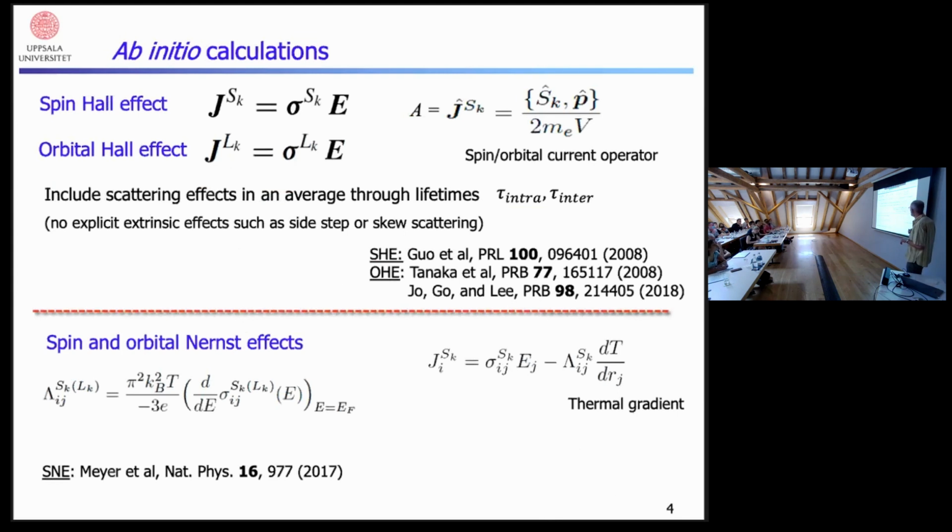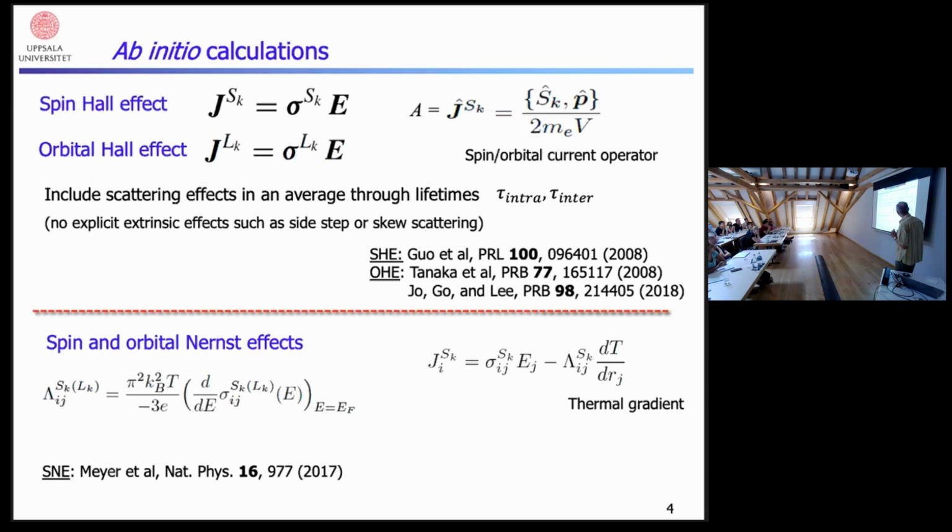And we can, of course, also look at the spin Hall effect or the orbital Hall effect, where the operator is then a little bit different. Of course, there are still the two lifetime quantities that we have to take into account. I will show later on how they depend on the lifetimes. We do not take into account what are called extrinsic effects, such as side jump or skew scattering.